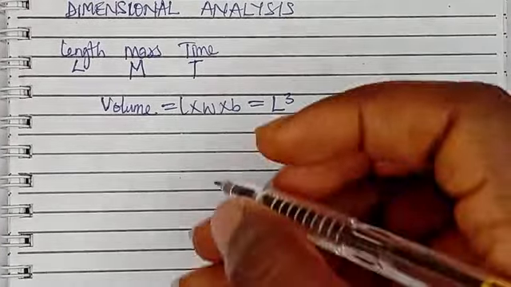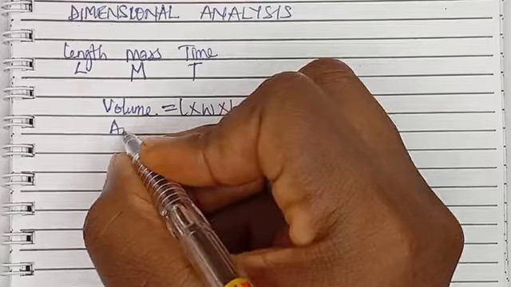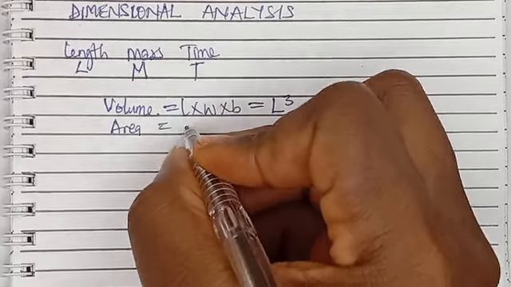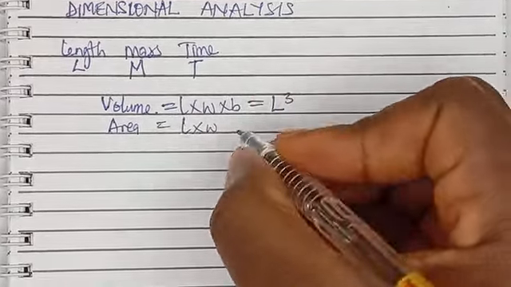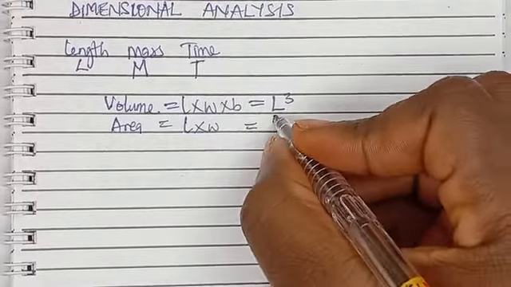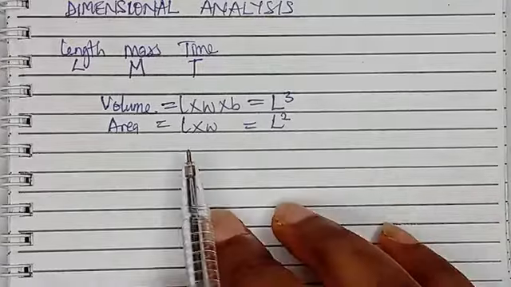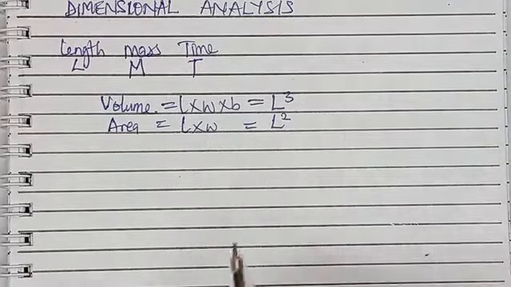Okay, so let's see something like area. We know that area is length times width, right? So I know you guessed as much. So length squared: a length times another length, L squared.